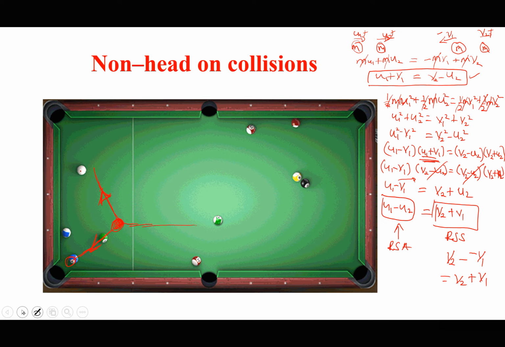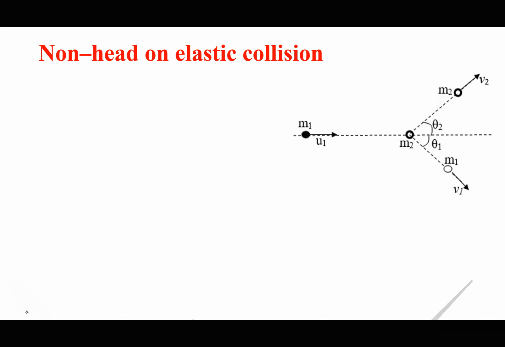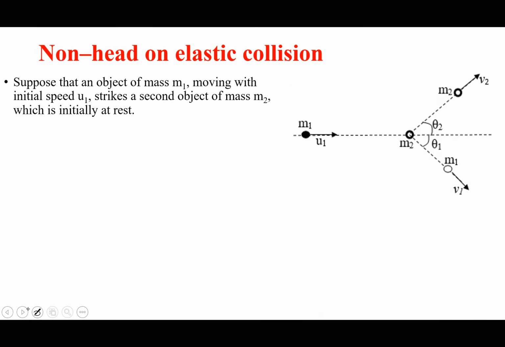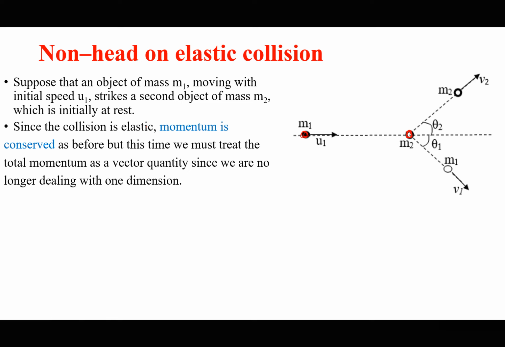So we can have non-head-on collision which is also elastic. Suppose that an object of mass, say m1, moving with initial speed, say u1, strikes a second object of mass m2, which is at rest. So m2 is initially at rest, and m1 is now our white ball, which is going to hit m2. Since the collision is elastic, momentum must be conserved as before, and also we must ensure that kinetic energy is also conserved.